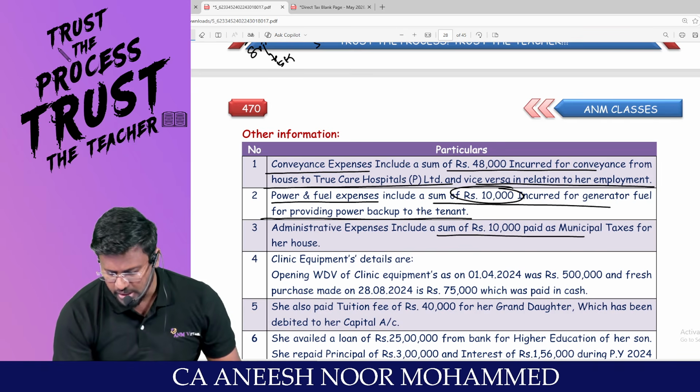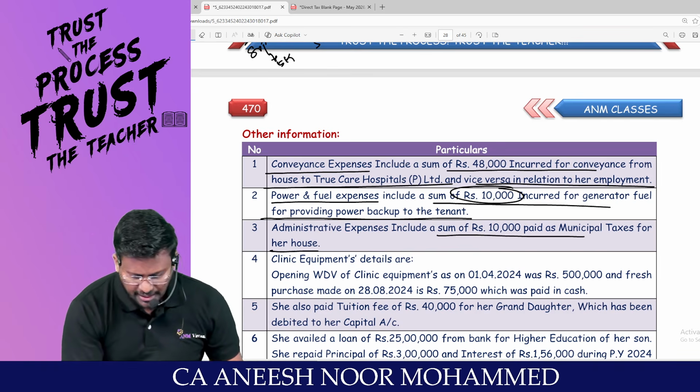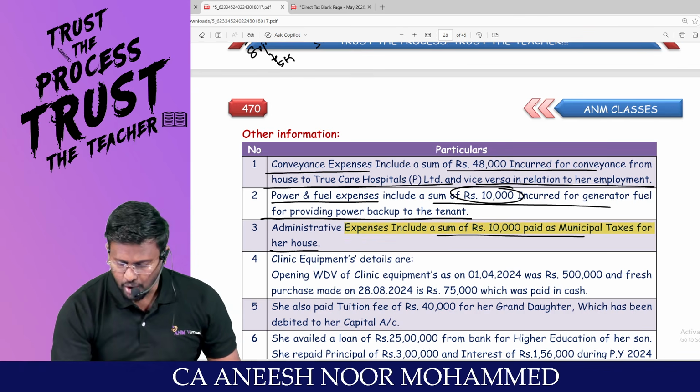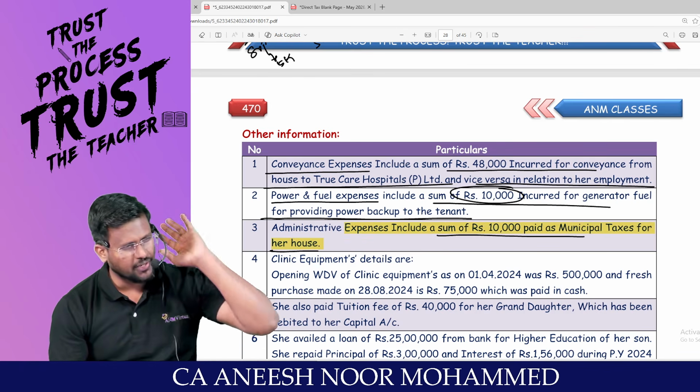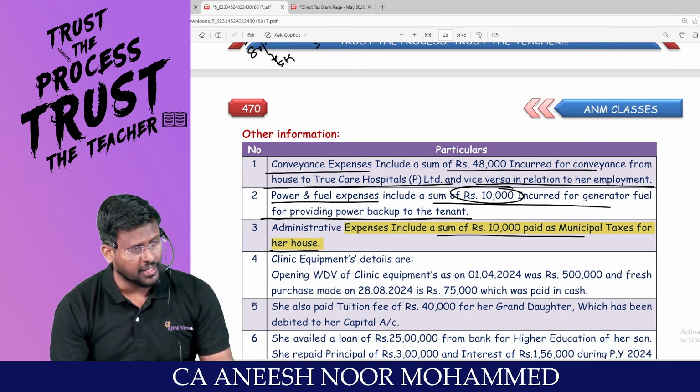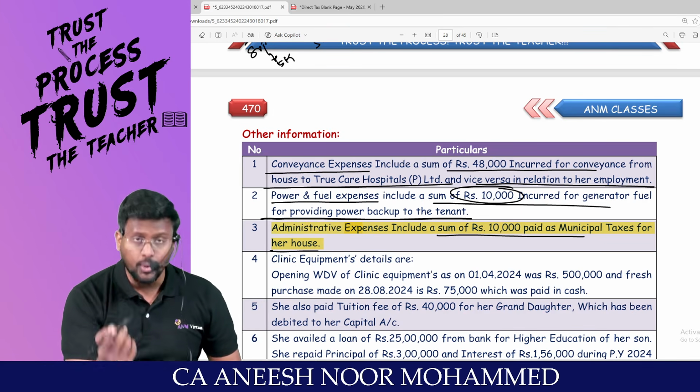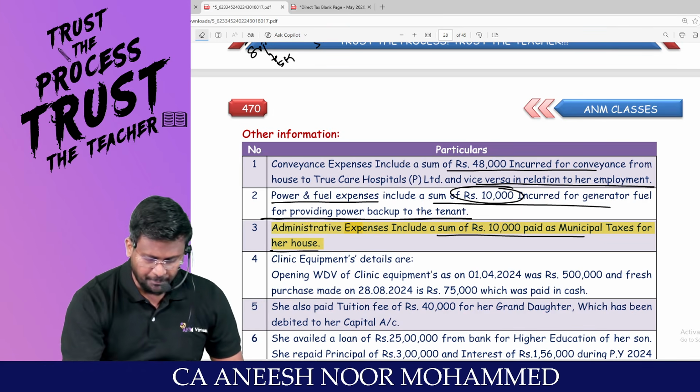Administration expense include a sum of 10,000 paid as municipal tax for our house. Should be added back. Because LT bar MT, last year 5,000 plus current year 5,000, 5 plus 5. That 10,000 is included in the administration expense. Should be added back.